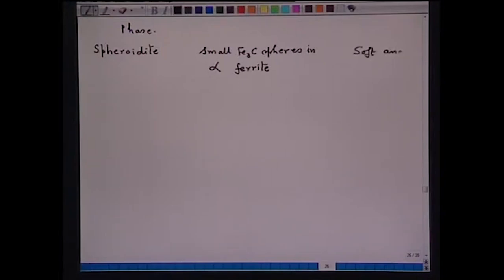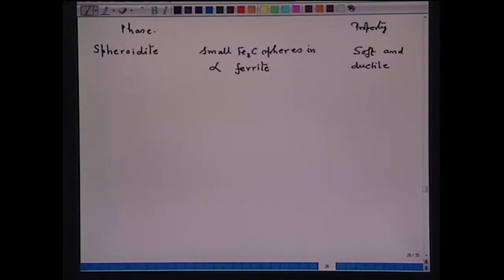First phase, let us say spheroidite. This consists of small Fe3C spheres in alpha ferrite. What I have done, I am simply modifying the morphology of cementite, getting a phase spheroidite, and this phase property is soft and ductile. So this is the property of a phase, and this is how it consists.